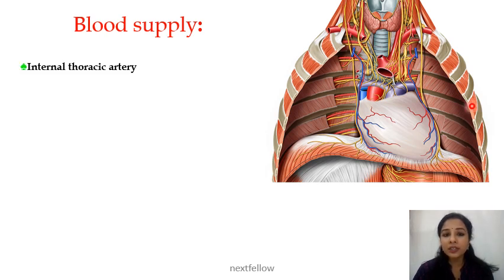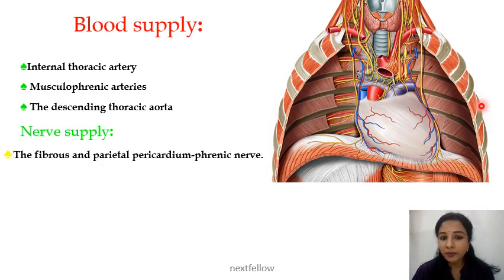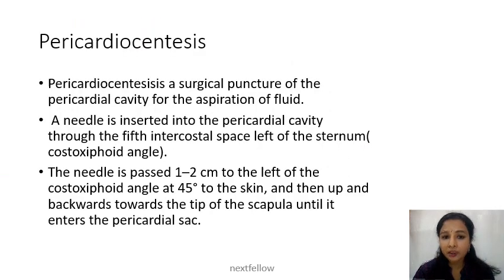Here I can show you the internal thoracic artery. This is the internal thoracic artery, which descends down from the subclavian artery. It is a branch of the subclavian artery on each side of the heart, supplying the heart. Musculophrenic arteries. Descending thoracic aorta. See, this is the aorta which descends posteriorly, giving direct branches called pericardial branches. Nerve supply: fibrous and parietal pericardium by the phrenic nerve. We can see the right and left phrenic nerves. And the epicardium, that is the visceral layer, is supplied by the autonomic nerves of the heart.